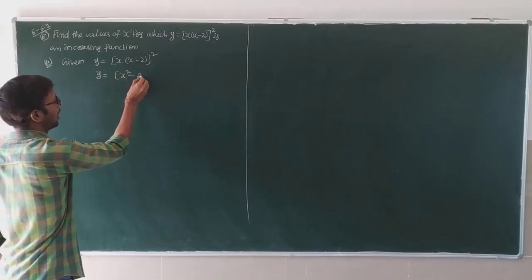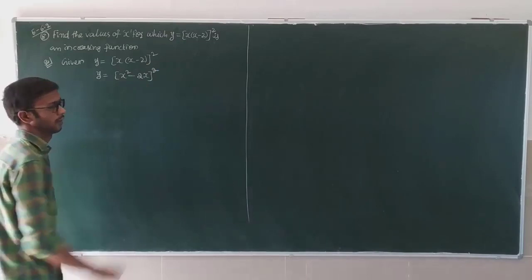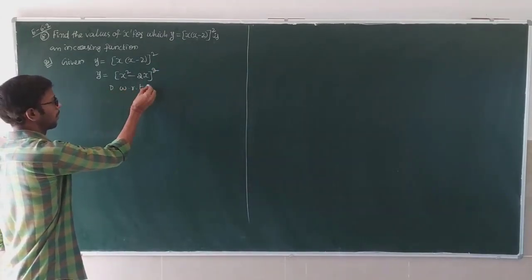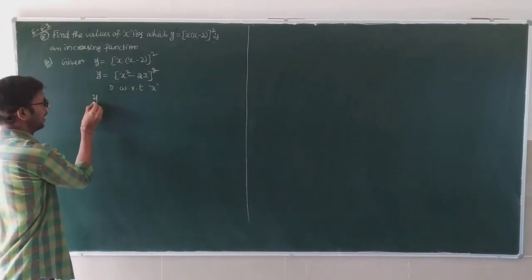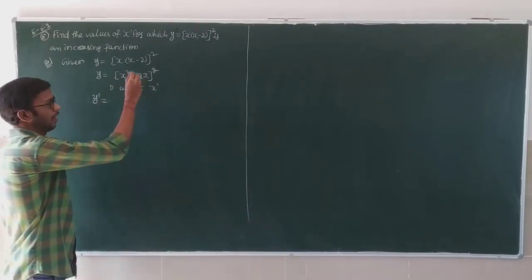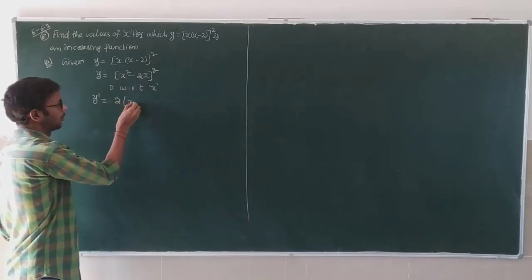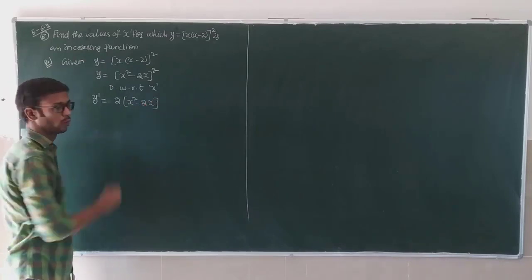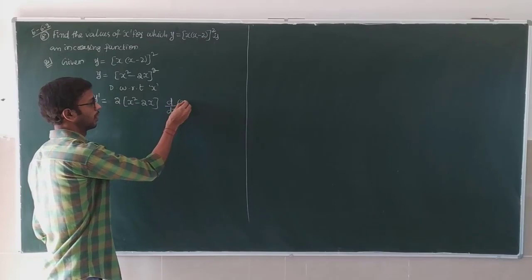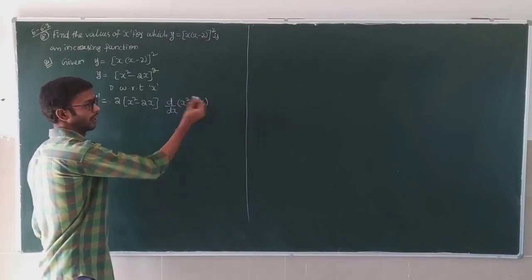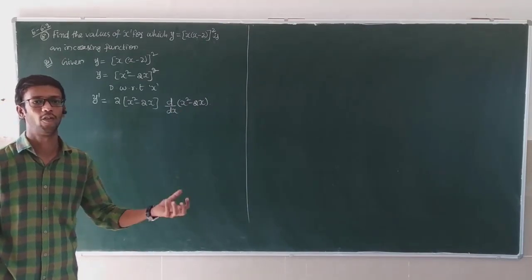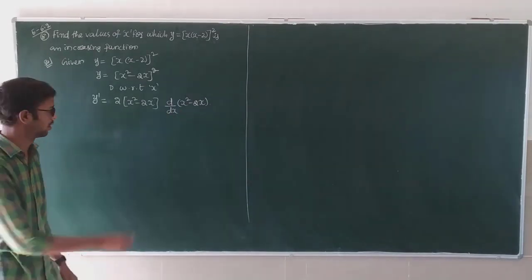X square minus 2x whole square. Derivative with respect to x: y dash is equal to x, take this total as x. The derivative of x square is 2x. Another variable is there in the place of x, so the derivative with respect to x for the other elements, the other expression that is there, you make that derivative.